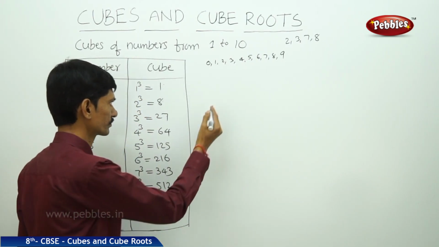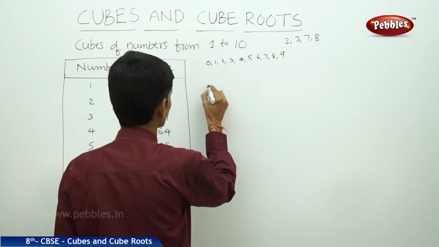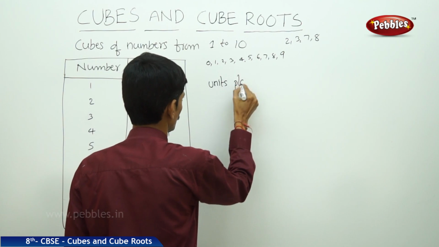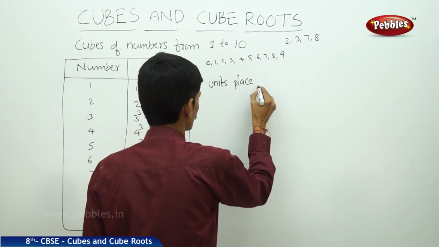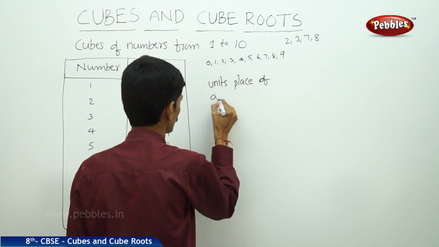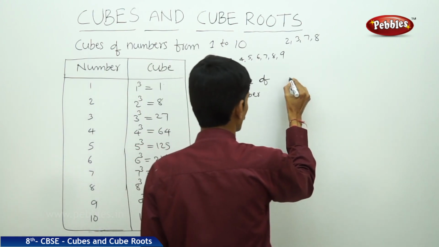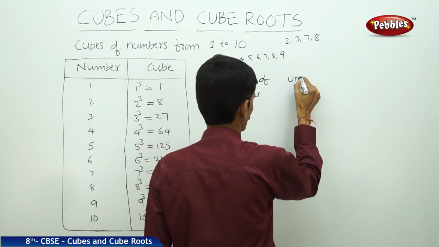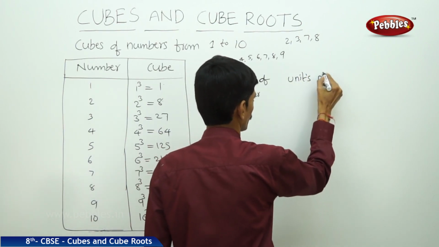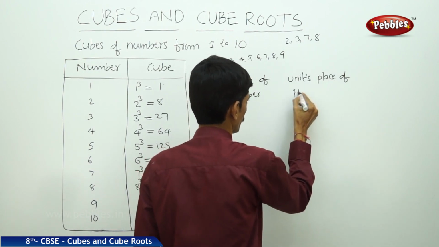Now we will take another table: units place of a number and units place of its cube.